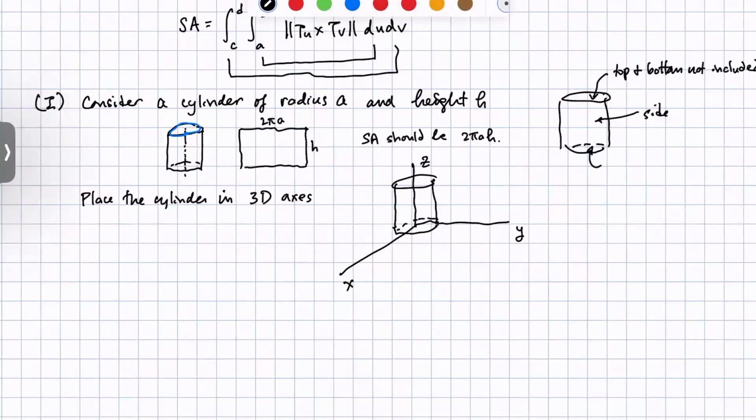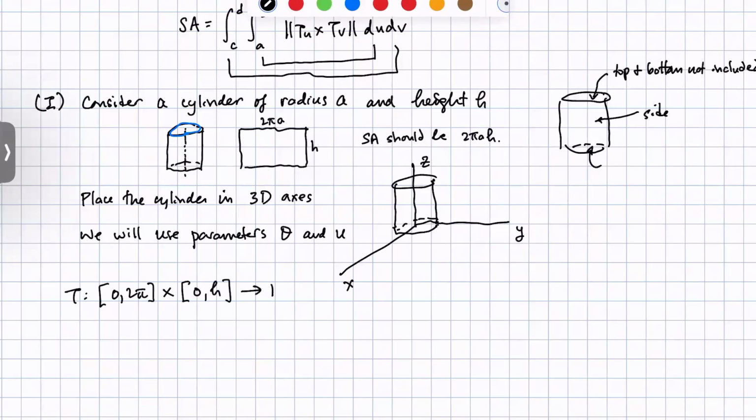Now, how do we parametrize this? One of our variables is going to be theta, and the other is the height. So we will use parameters theta and h. We're going to take theta between 0 and 2 pi, and we're going to take my height, which I will call u, a different letter. Maybe my parameters should be theta and u. And u goes from 0 to h, and I embed that into R3.